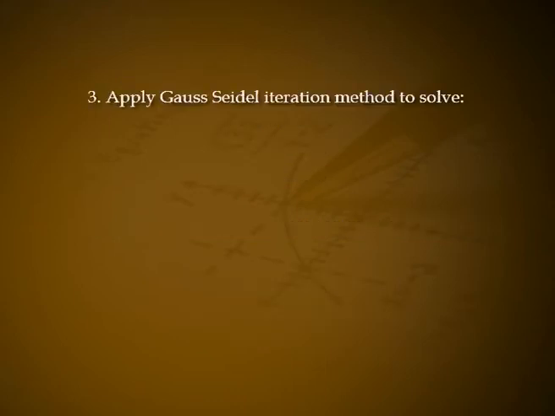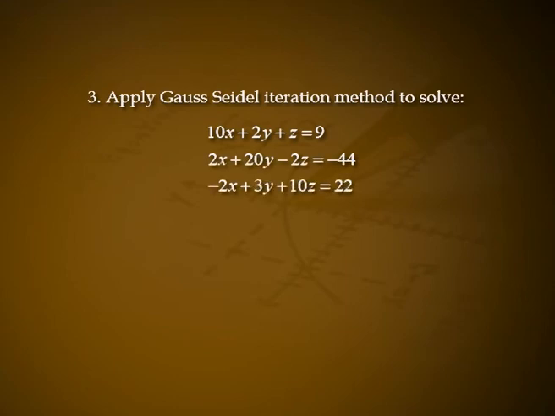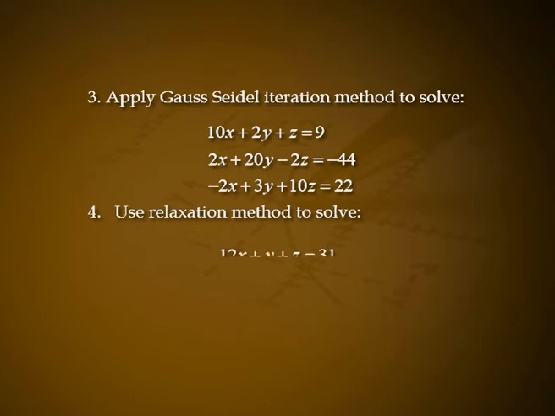Number 3. Apply Gauss-Seidel iteration method to solve 10x plus 2y plus z equal to 9, 2x plus 20y minus 2z equal to minus 44, minus 2x plus 3y plus 10z equal to 22. Question 4. Use relaxation method to solve 12x plus y plus z equal to 31, 2x plus 8y minus z equal to 24 and 3x plus 4y plus 10z equal to 58.